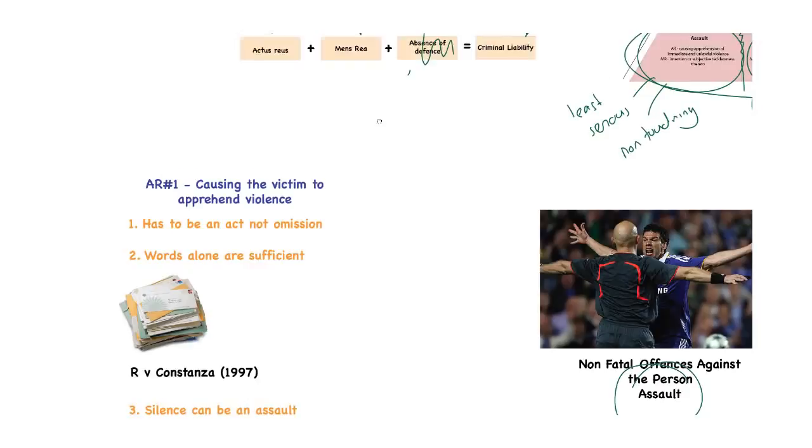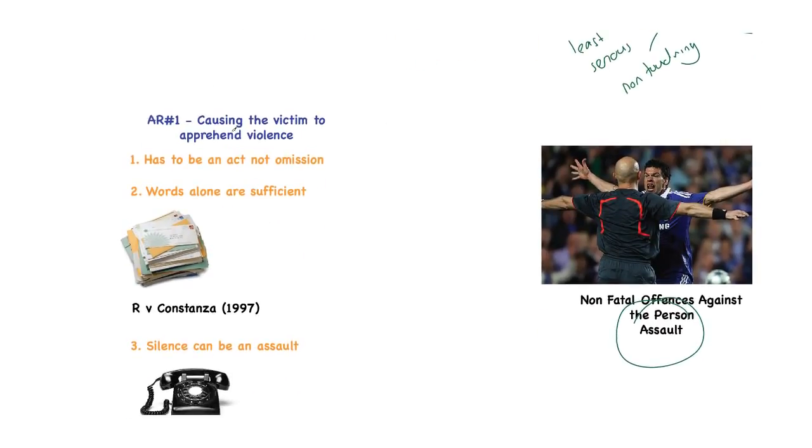Our first element of actus reus is this notion that it causes the victim to apprehend violence. Now, the causing of the victim to apprehend violence must be an act, not an omission. Although I want to introduce a little problem here.